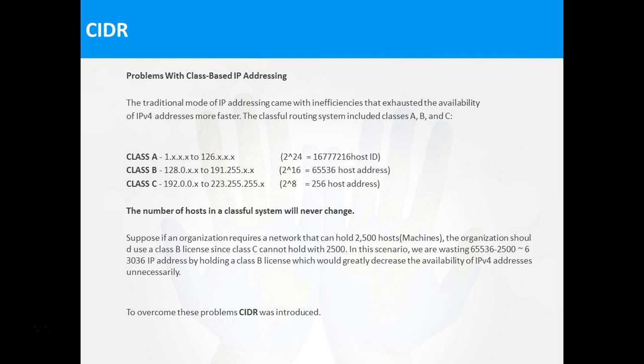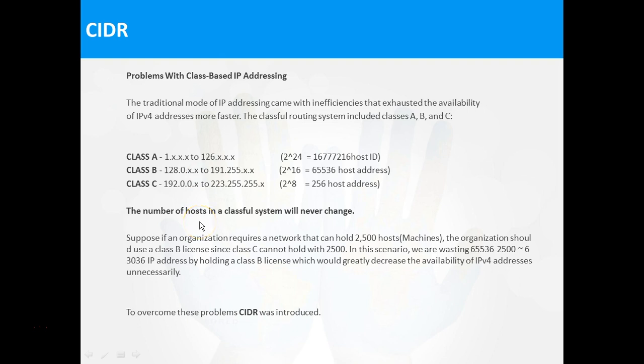First, we'll see the disadvantages of class-based IP addressing with an example. We have some problems with class-based routing. One of the problems is that this method is inefficient and will exhaust IPs faster. You can see an example below. You have class A, class B, and class C ranges of IP addresses, where the network portion and the host portion never change.